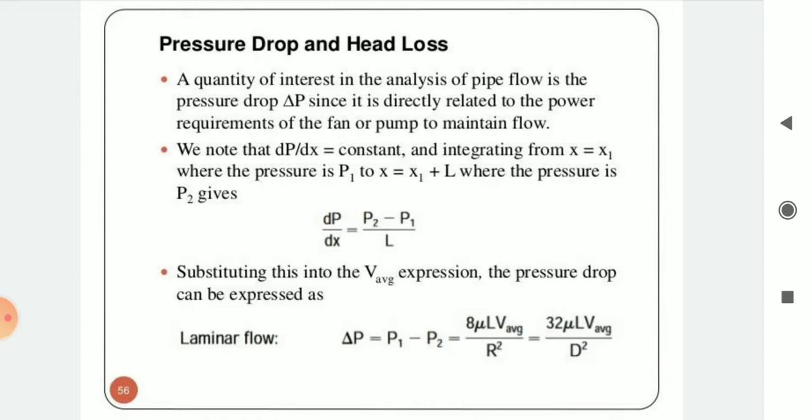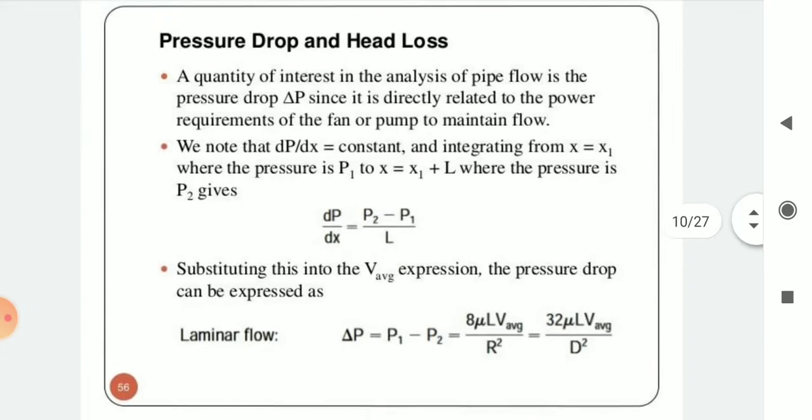Substituting this into the V average expression, the pressure drop can be expressed, for laminar flow, as delta P equal to P1 minus P2, which is equal to 8 μ L V average divided by R², which is equal to 32 μ L V average divided by D².